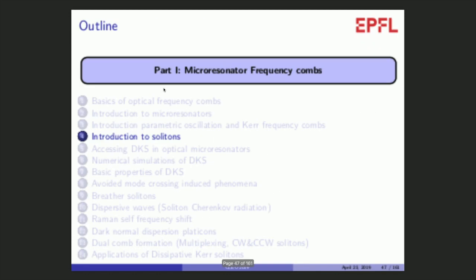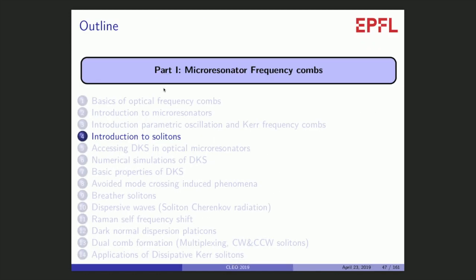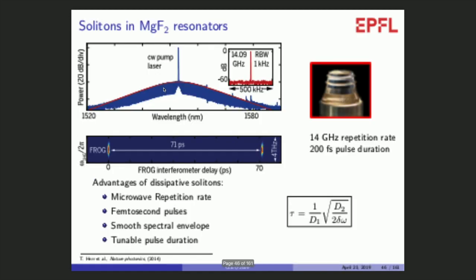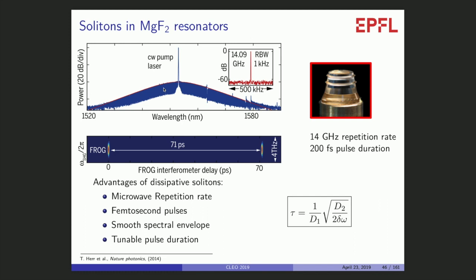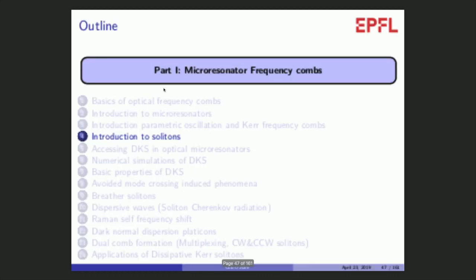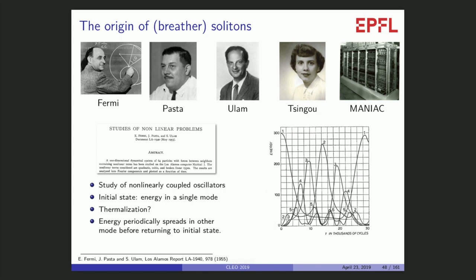Now, let me briefly, before taking a break here, give an explanation of what these states are. Because these states here are solitons, and they're a special type of soliton. They're so-called dissipative solitons. And solitons have a very rich and interesting history.